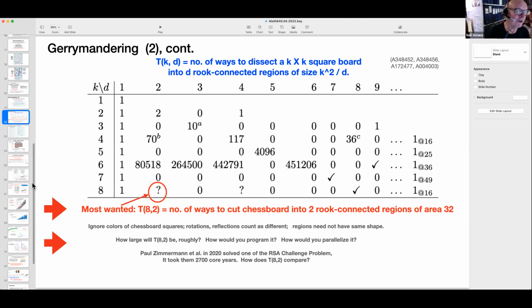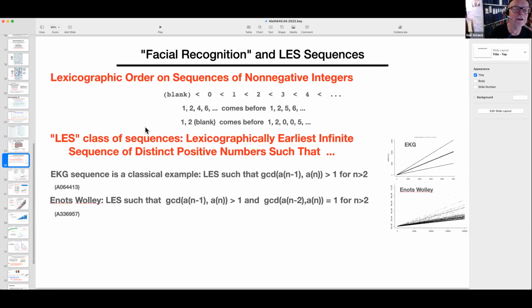No, it's a perfect time to ask that question, because I'm going to be talking about LES sequences and facial recognition. So you can order sequences of non-negative integers in lexicographic order, right? And you say blank comes before 0 because it comes before 1, and so on. So sequences that begin 1, 2, 4, 6 come before 1, 2, 5, 6, and so on. And 1, 2, stop comes before 1, 2, 0 because a blank comes before 0. So you can virtually think of all the sequences of non-negative integers as being sorted in order.